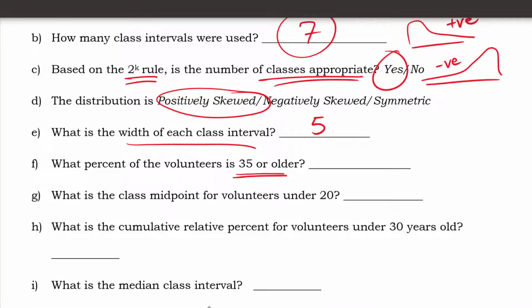But the question is not asking for the number of volunteers this time. It's asking for percent. So that will be 20 over 80, which is going to give us 25%.